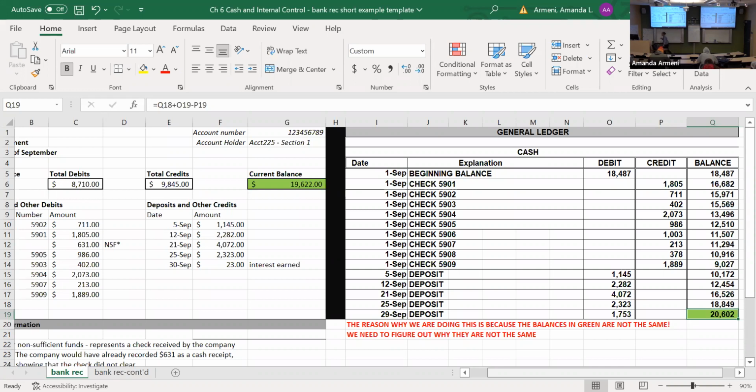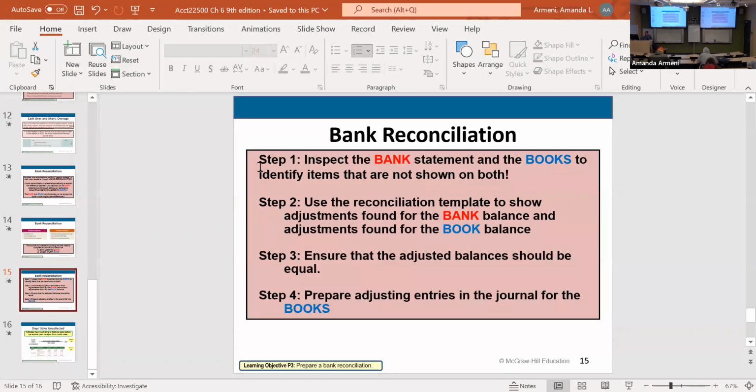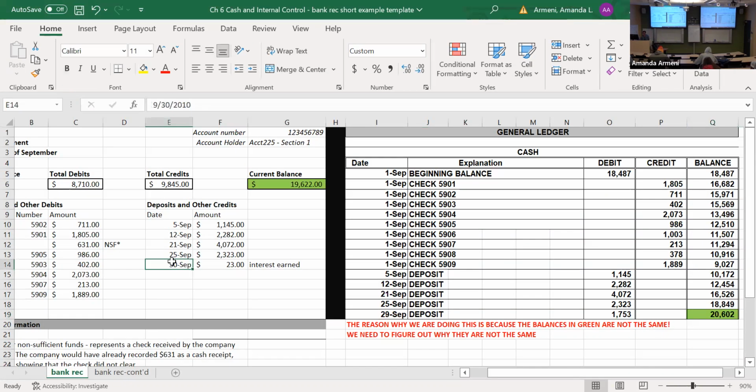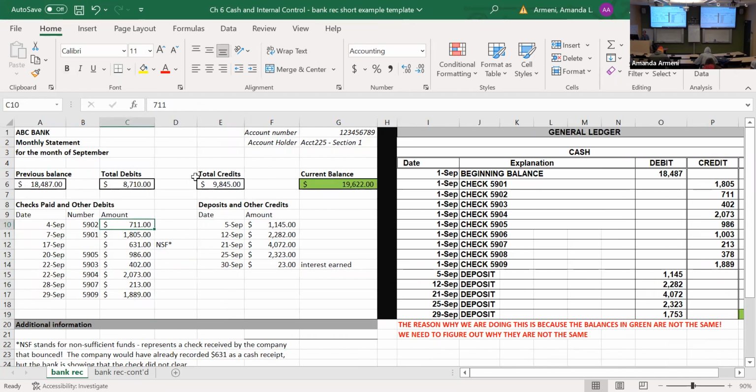Okay. So what do we have to do with our bank statement and our books? Step 1, inspect the bank statement and the books and identify items that are not shown on both. So what I am saying is we have to inspect our bank statement. And for each one of these transactions, we have to see, is that same transaction reflected somewhere in our books, in our accounting record? If it's not, flag it.